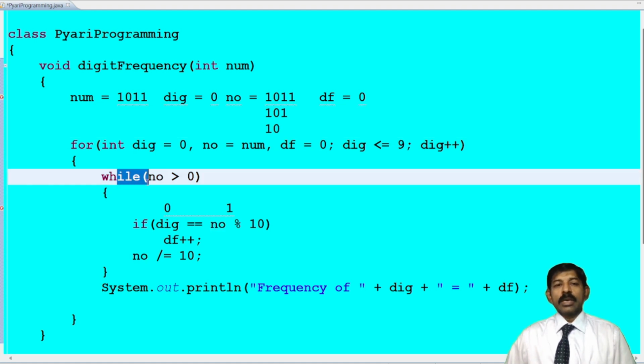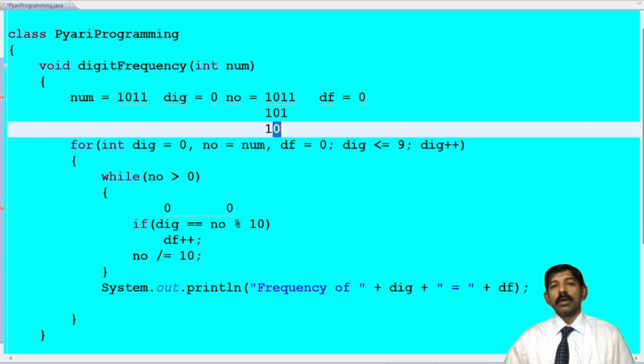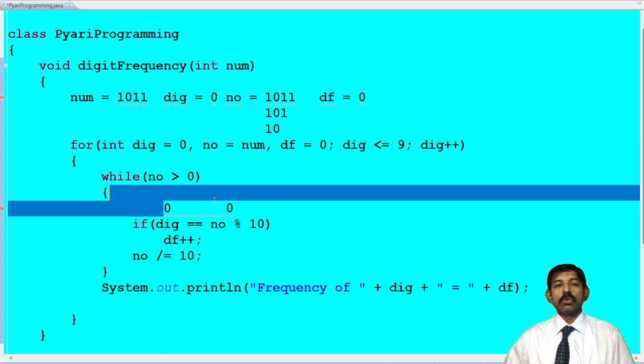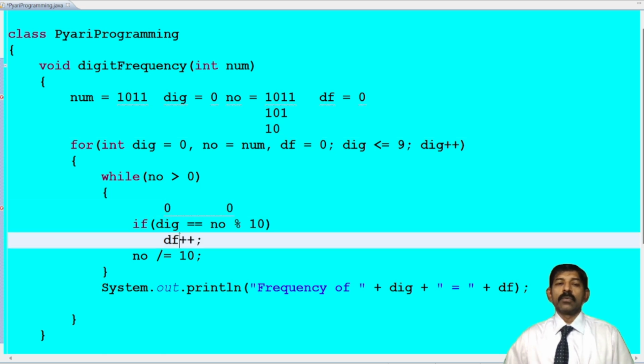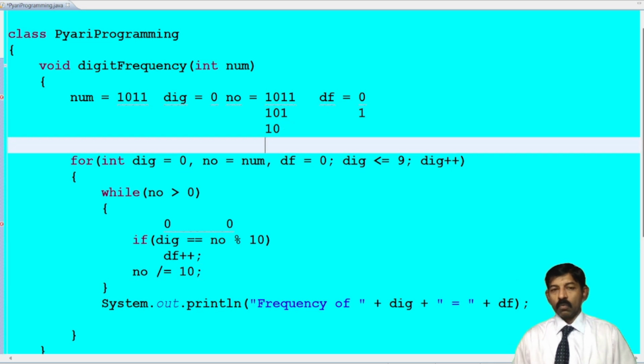Now 10 is greater than 0, true. Dig is 0, but the remainder is now 0. We can see from here, remainder is 0. 0 is equal to 0, true. Then df plus plus. Now digit frequency will become 1. After that, again, no will be reduced. It will become 1 now.